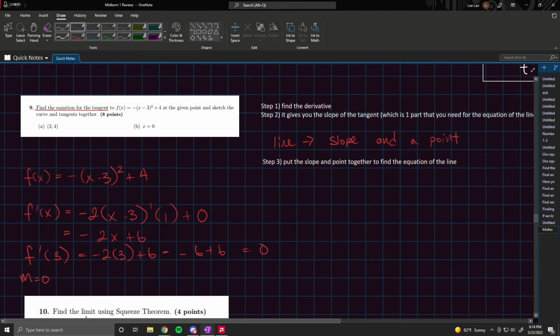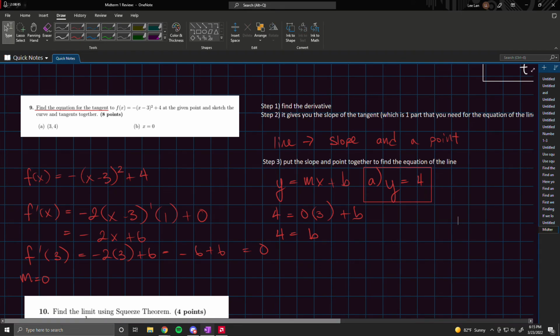So m equals 0. Now you can use any method you want to find the line, but I personally like y equals mx plus b. Then we plug in the point, so 4 equals 0 times 3 plus b. So 4 equals b. So the equation of the line is y equals 4. And that should be our answer for part A.